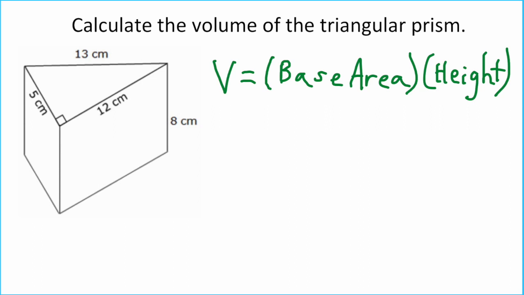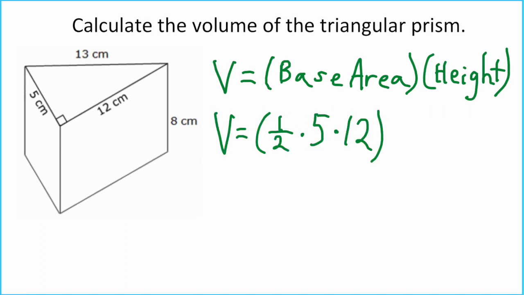This time our base is our non-rectangle. That means our base is going to be the triangle. And since it's a right triangle, we can just go ahead and write our formula right now. It's going to be 1/2 times 5 times 12.